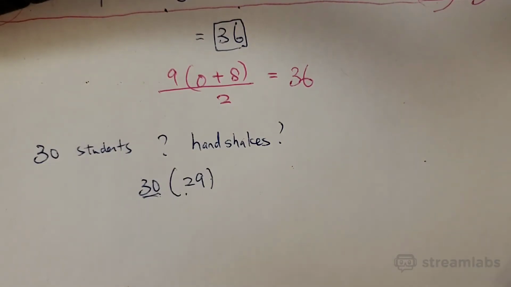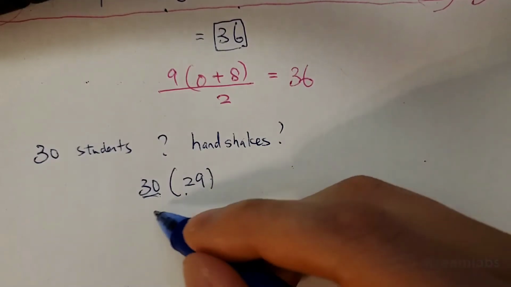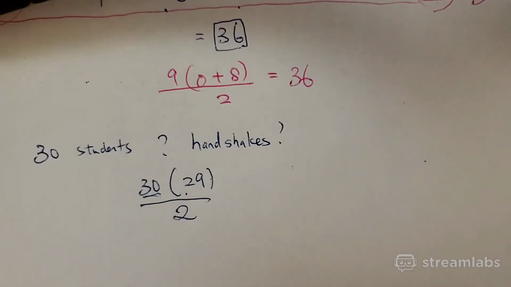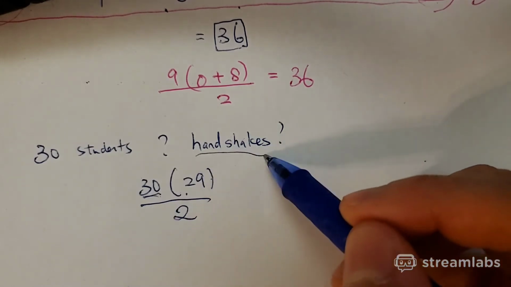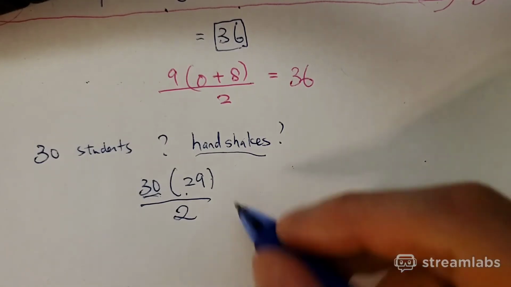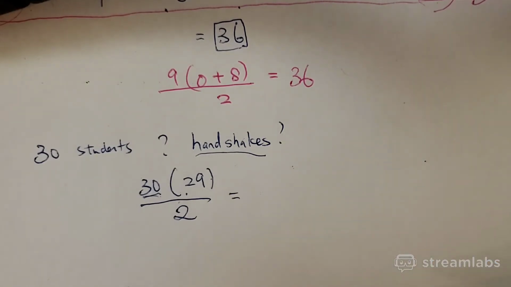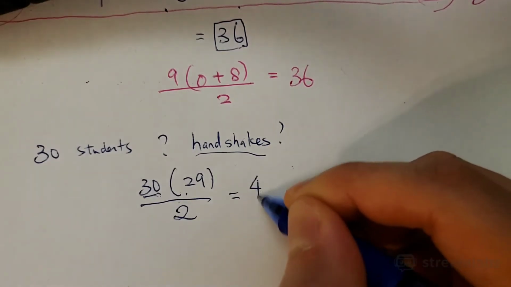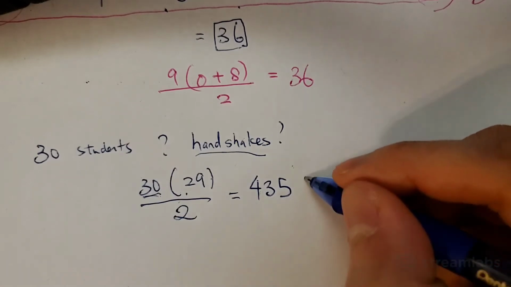But if I shook with you, you shook with me. So there's a repeat, right? So you have to divide by 2, right? Because you only want to know how many handshakes. You don't want to double count, right? So if you multiply this out, 15 times 29 divided by 2, you will get 435 over 2. Wait, that doesn't sound right. Yeah, 435. 435 handshakes.